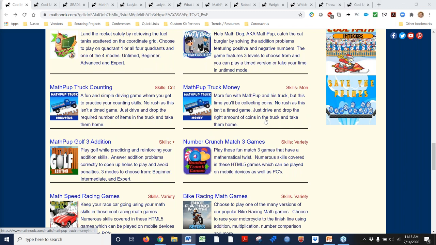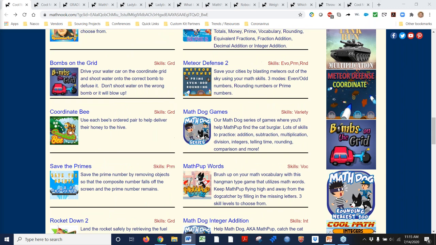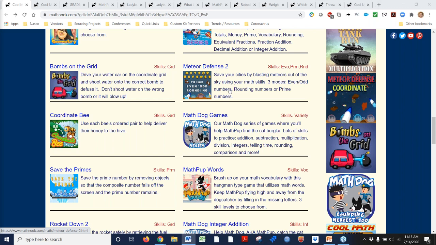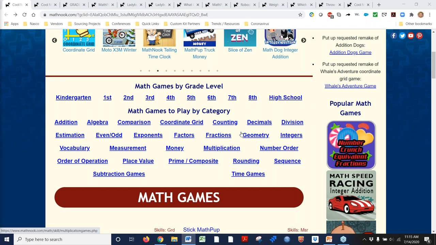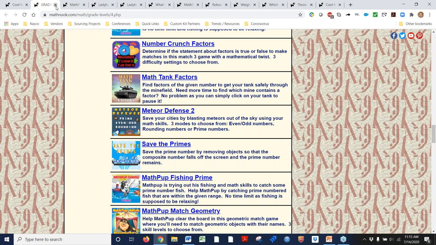You might have counting, you might have coordinate grids. If you're looking at this, you might see that this is Evo PRM R&D. What does that mean? Well, that's prime numbers, even odd numbers, and rounding. So those are different skills that you might see for different games. So that's how this is organized, but I've jumped to different games that we can just jump right into, to be able to use right away.